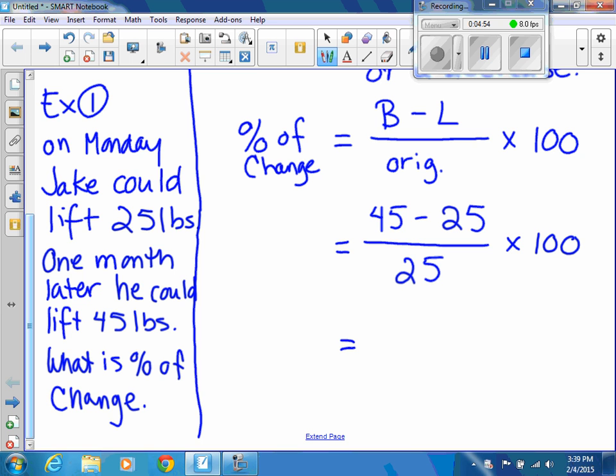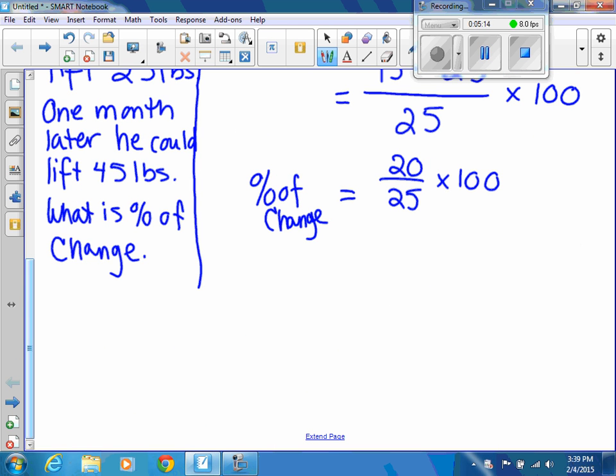So that means that my percent of change is going to equal 20 over 25 times 100, which means it's going to equal 80%.